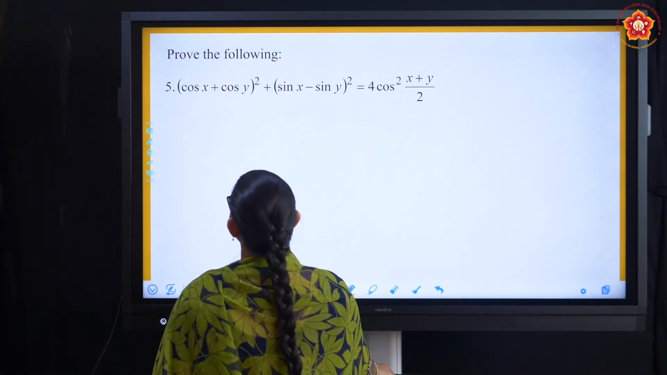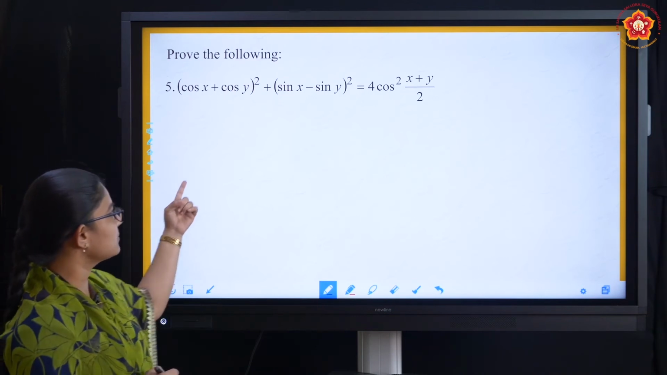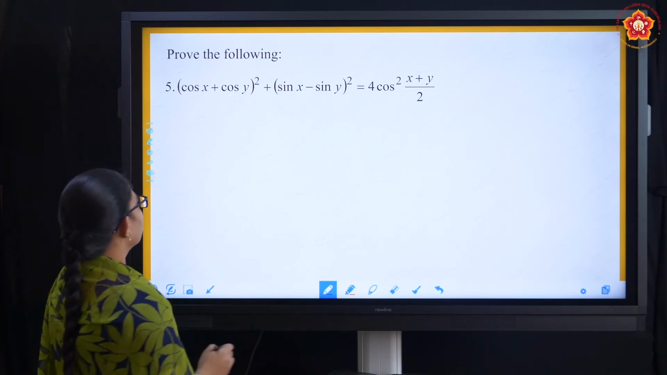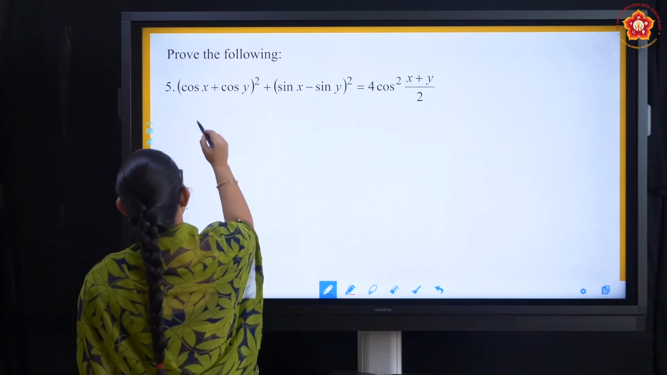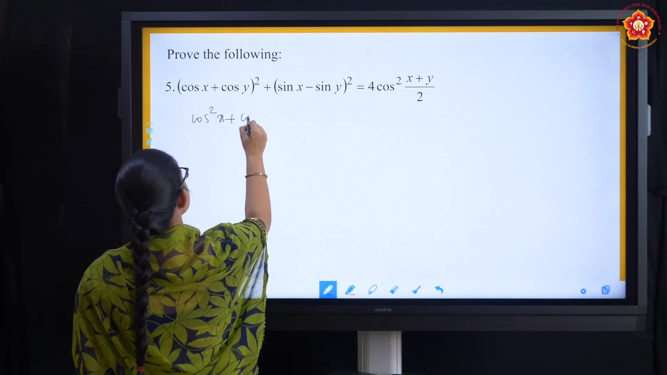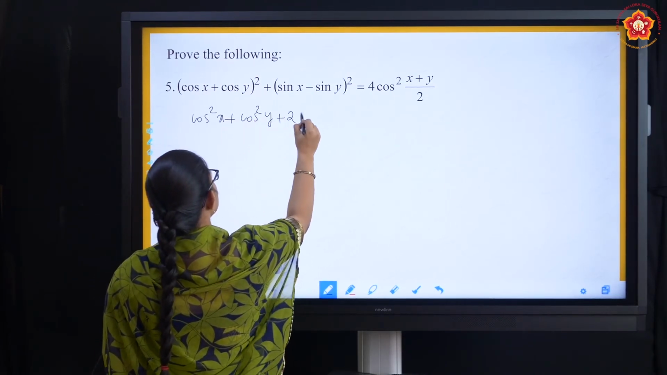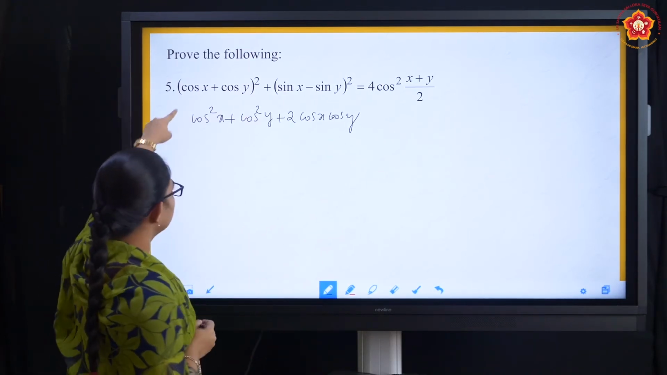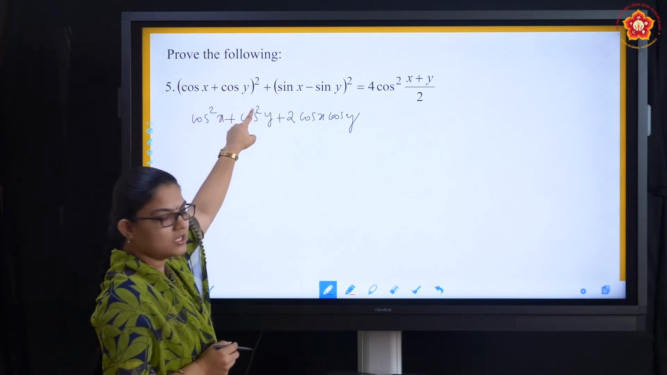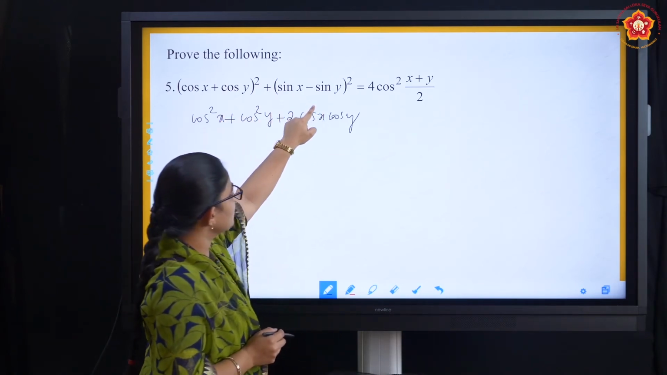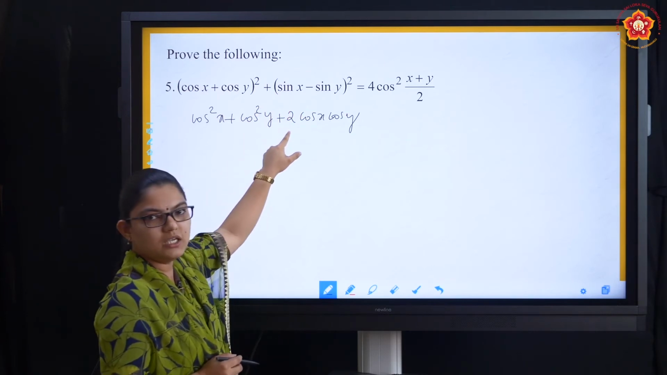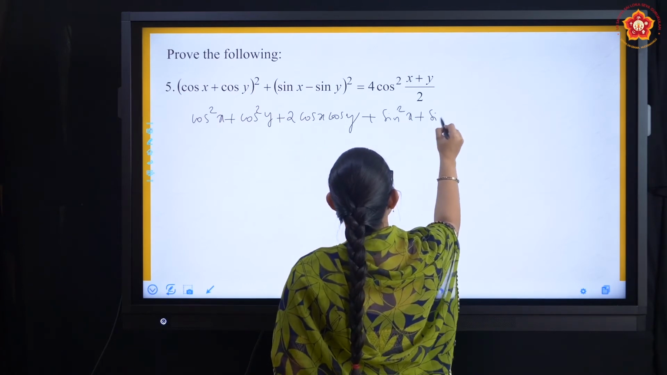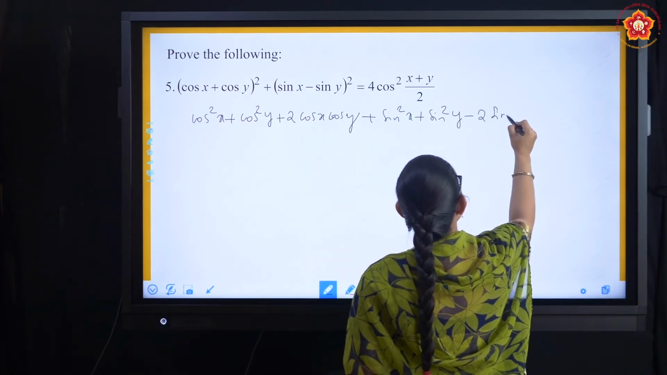Prove the following. We have to prove (cos x plus cos y) whole square plus (sin x minus sin y) whole square is equal to 4 cos square (x plus y) by 2. So first expand this square, that is cos square x plus cos square y plus 2 cos x cos y, right? We are using the (a plus b) whole square formula, where in place of a you have cos x, in place of b you have cos y. Similarly here you have (sin x minus sin y) whole square, that is we have to apply the (a minus b) whole square formula. So we have here sin square x plus sin square y minus 2 sin x sin y.